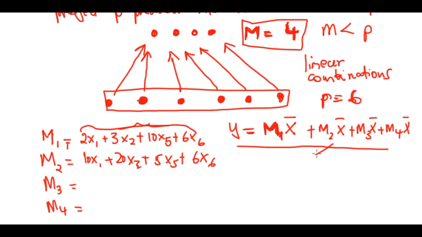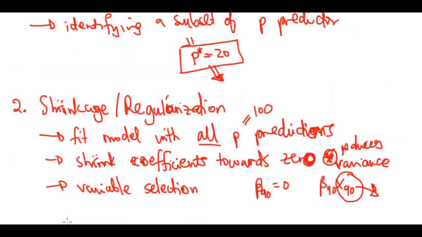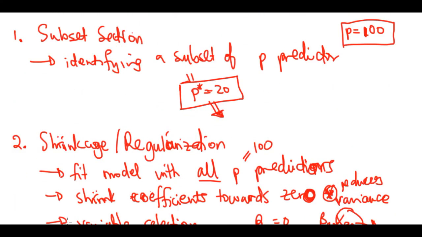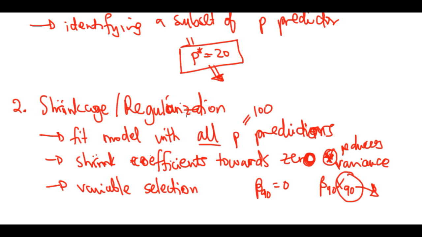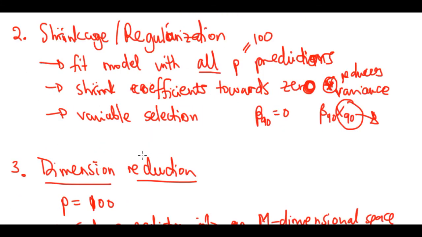We deal with a new equation here because it might be easier for us to fit the model using those reduced dimensions. We're going to see the videos when we do dimension reduction. But these are the three alternative fitting methods that we are going to use: subset selection, shrinkage or regularization, and dimension reduction.